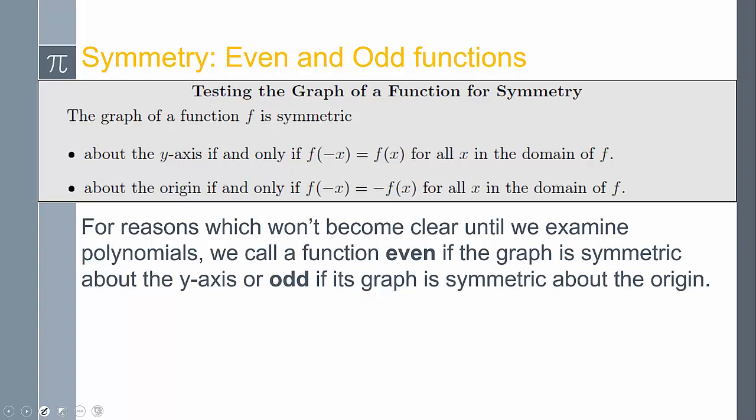So now that we've examined the reflection, we're going to move over to even and odd functions. If the graph naturally has symmetry about the y-axis, we would say that it's even. And so this definition here, that's the definition for even. And then this definition right here, we call that odd. If it's symmetric about the origin, which is a symmetry about both the x and the y simultaneously, we're going to say that that function is odd.